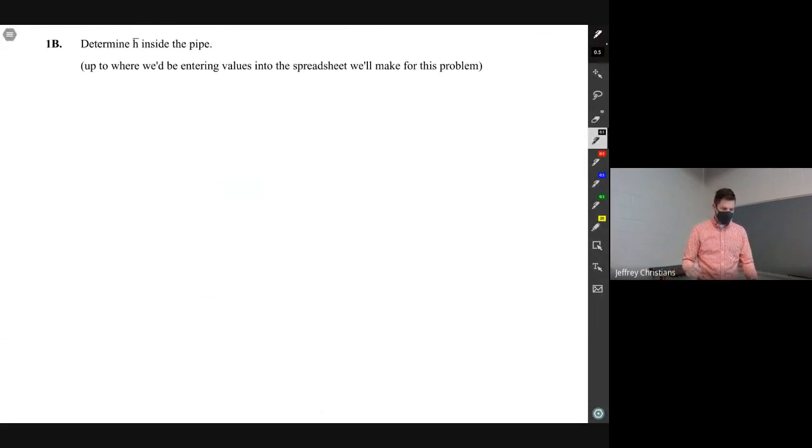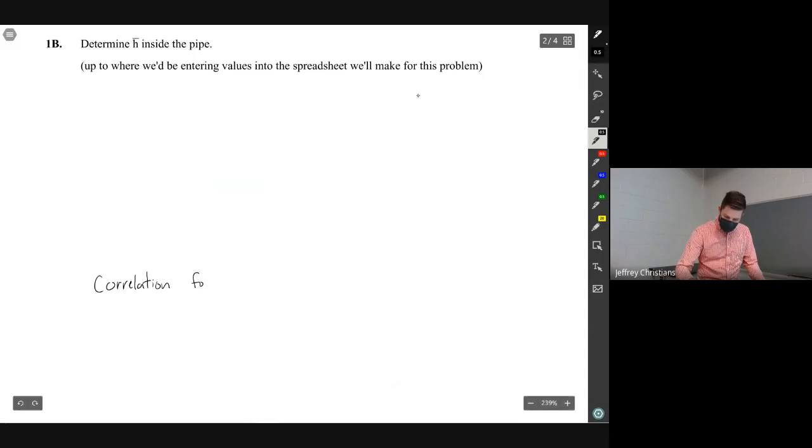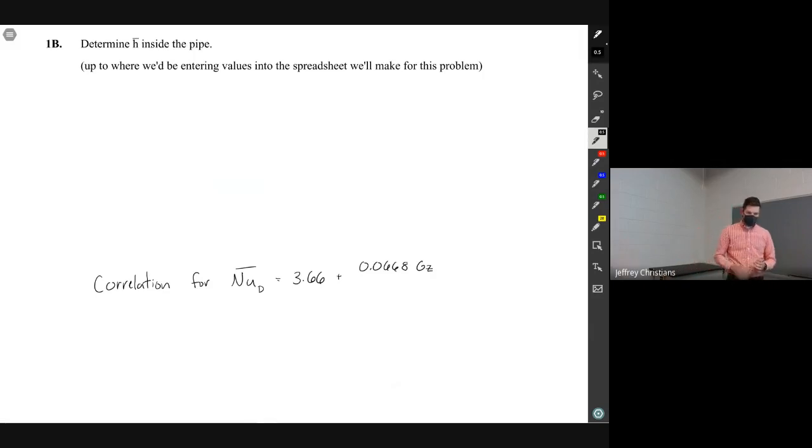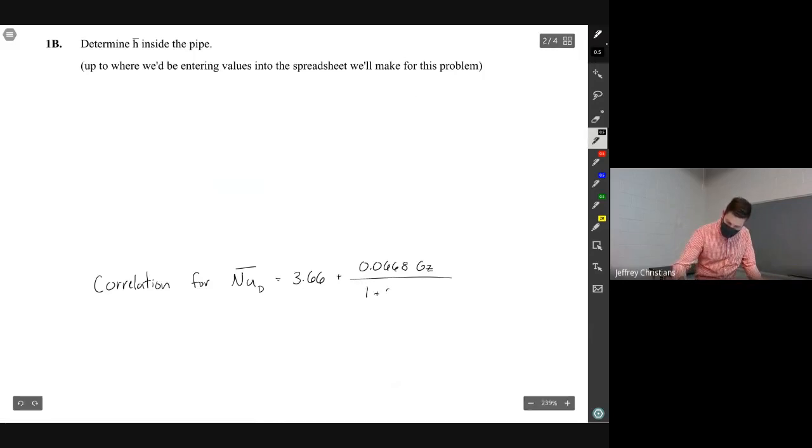Okay. So we did a lot of this last time, so I'm not going to go over all of it, but this gave us a correlation for, and I think this is what we ended on last time, stop me if I'm skipping ahead, I believe this is right: the correlation for our average Nusselt number, which was 3.66 plus 0.0668 times the Graetz number, which is this non-dimensional length, divided by 1 plus 0.04 times the Graetz number to the 2/3 power. We ended on this part, right? And seeing head nods. Good.